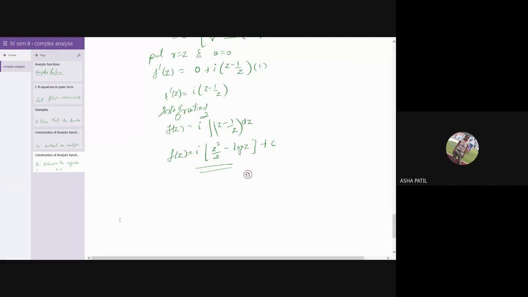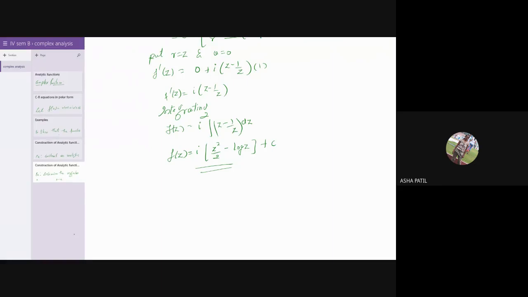I hope these examples are sufficient on construction of analytic functions. Is it so? Yes or no? Yes. You have next class or you are free?